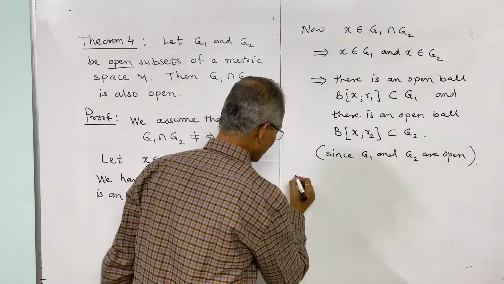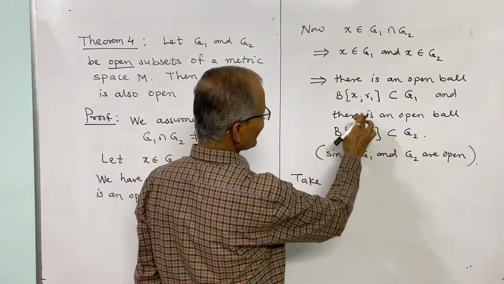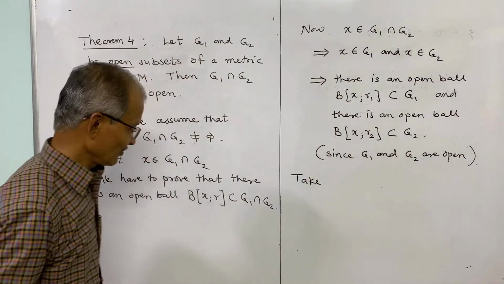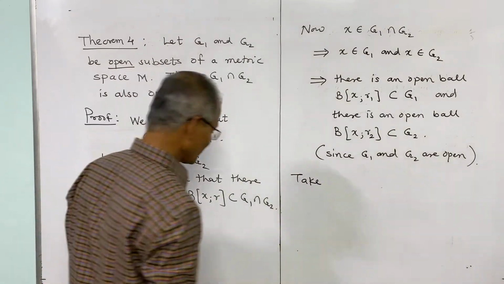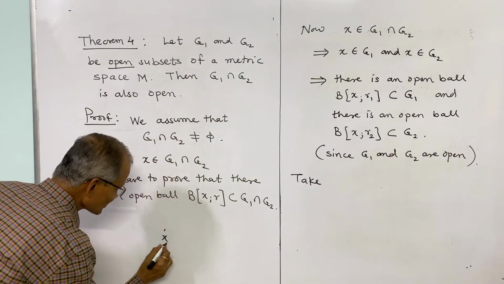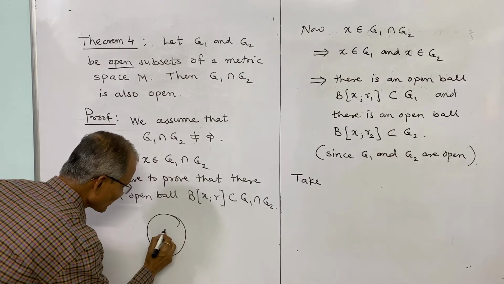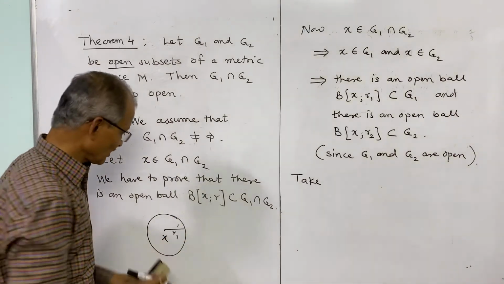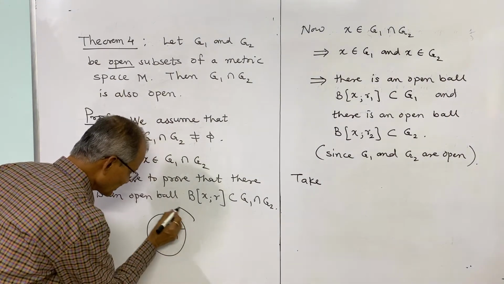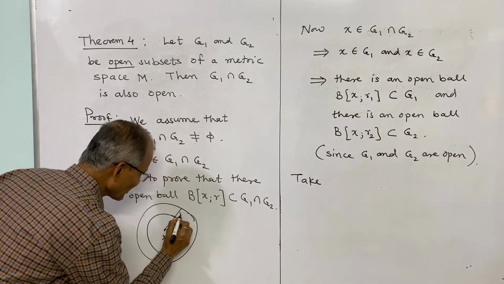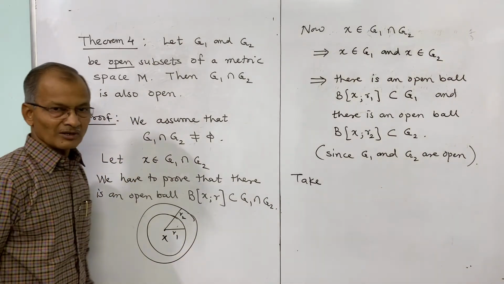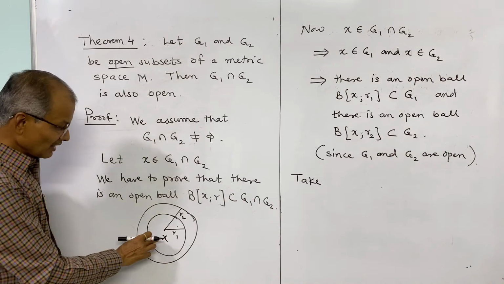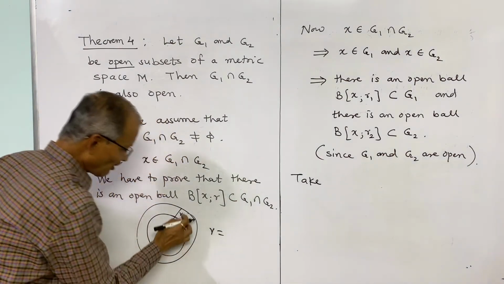Now we will take two open balls around the same point x, r1 and r2. So the case is now like this. See, this is point x, and this is the open ball of radius r1. r2 may be less or greater than r1, and if you consider this as r2, then this is the open ball of radius r2. Now x is in this open ball, x is also in the outer open ball, and we will consider r as the minimum of r1 and r2.